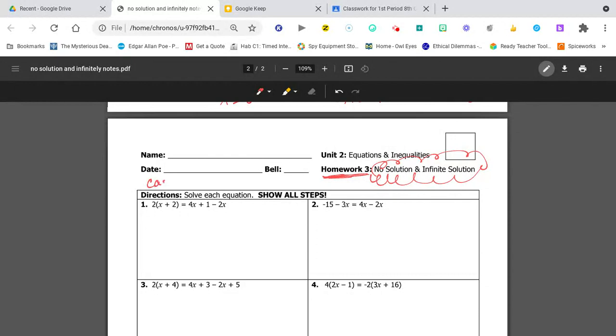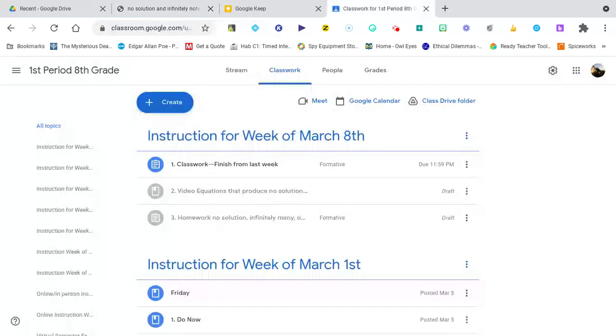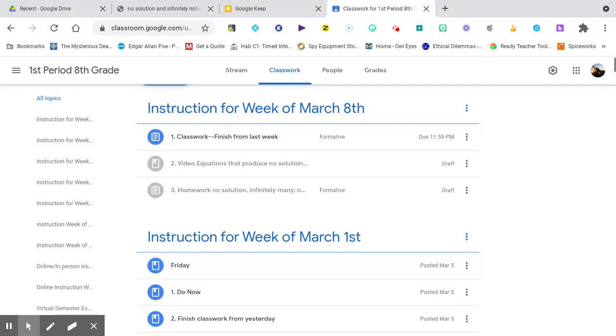Case 1, you could end up with one solution where you got an x equal to a number. You could have case 2 where there is no solution. Or you can have case 3 also on this sheet where there are infinitely many solutions. And you can use this symbol for no solution. And you can use the sideways 8, which is the infinity symbol, for infinitely many solutions, okay? But again, it's on your classwork tab. And it is homework number 3, okay?